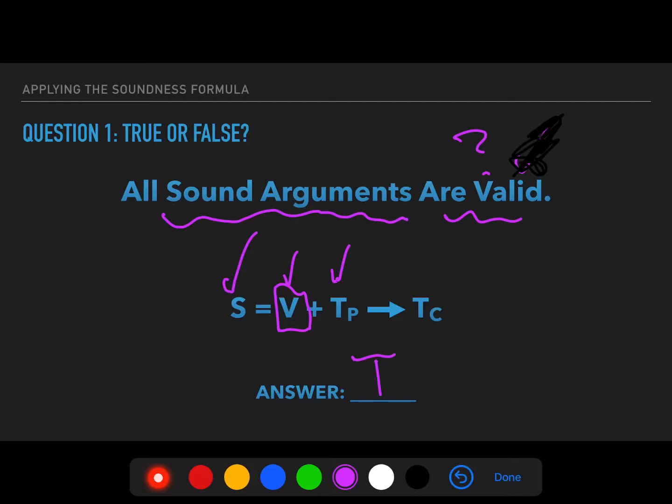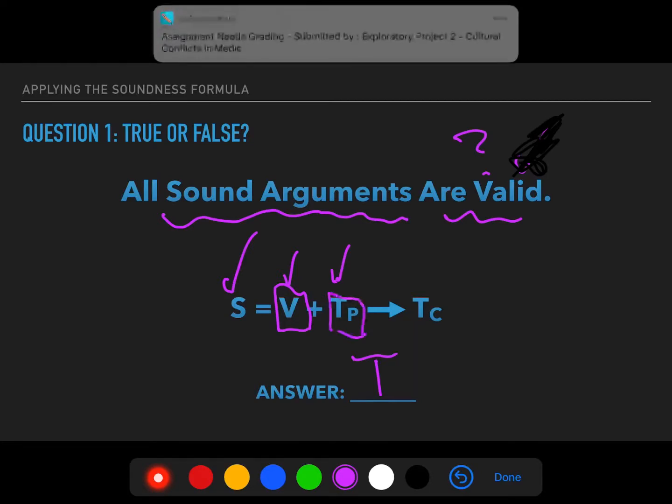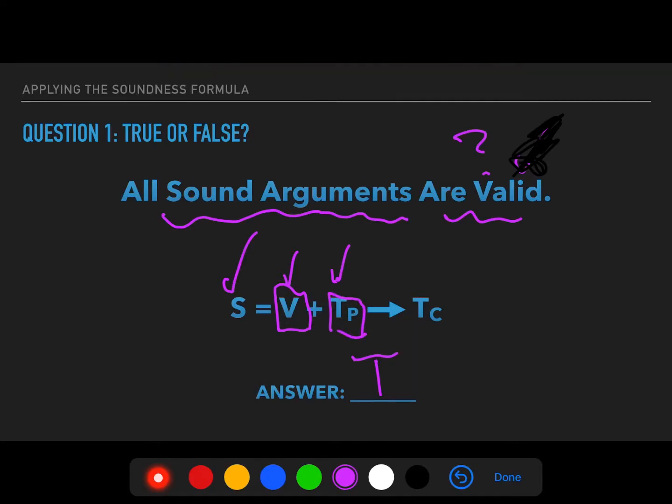Similarly, it would have been true if I said all sound arguments have all true premises, right? Because that's checked off too. And then all sound arguments have true conclusions. Get rid of that notification. So if I said all sound arguments have true conclusions, then that would have been checked off too. So this formula would work for all those examples.